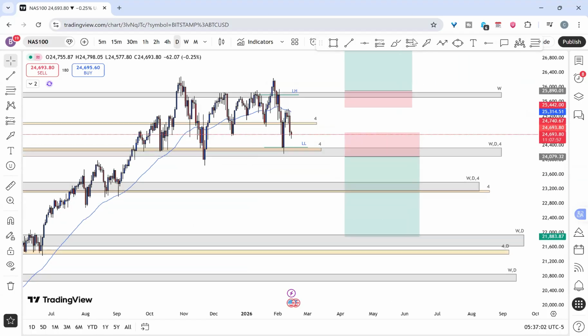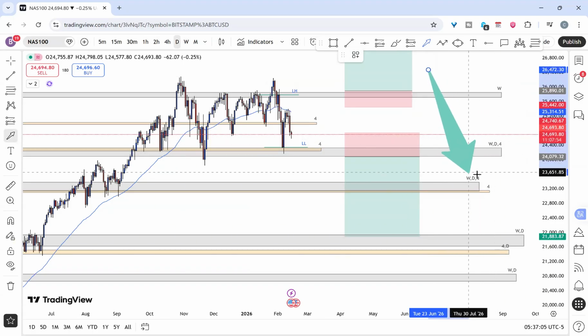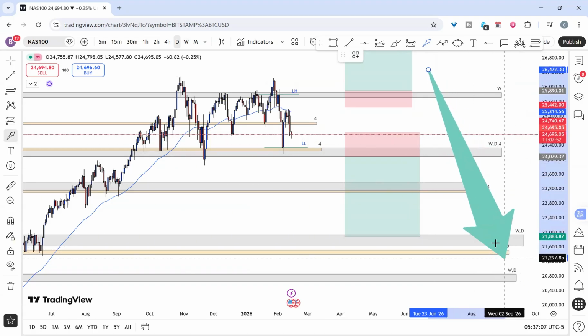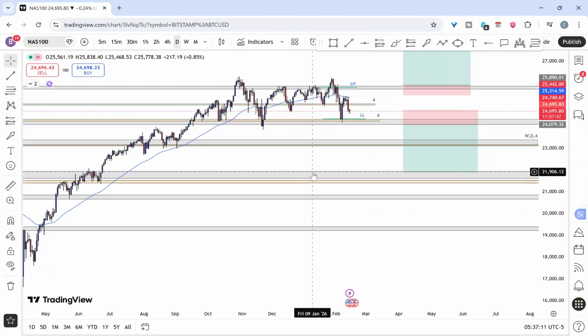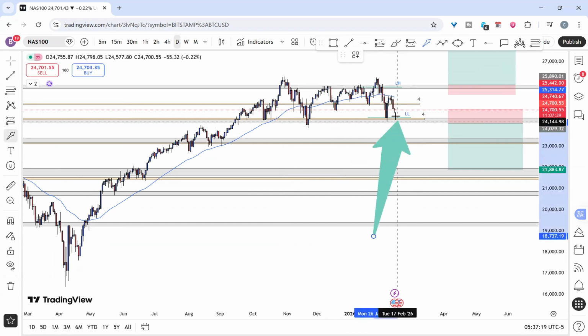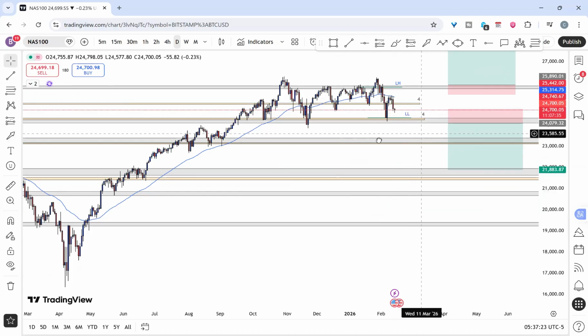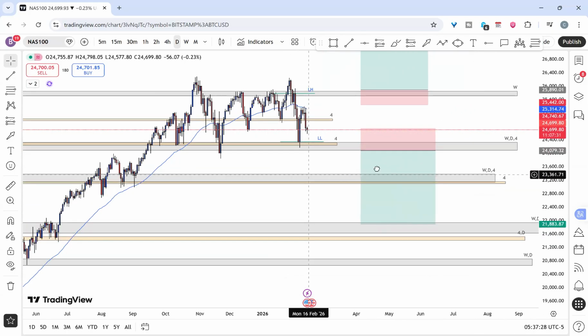That's the reason why I placed the letters W, D, 4H, and so on. And the more time frames are aligned at the same level, the stronger it's going to be. So as we can see right here, we have a beautiful support level right there at the daily and at the weekly and at the 4 hour time frame.